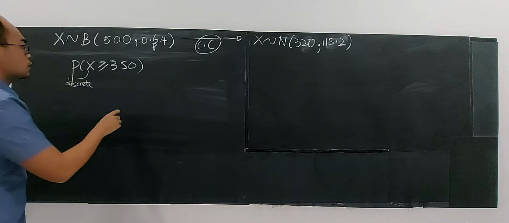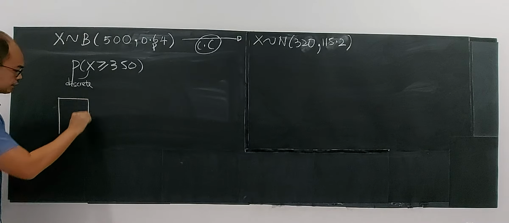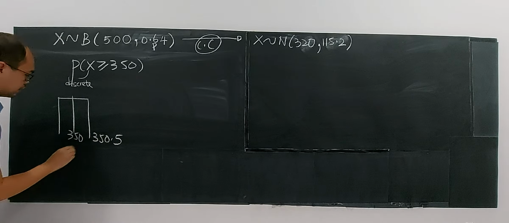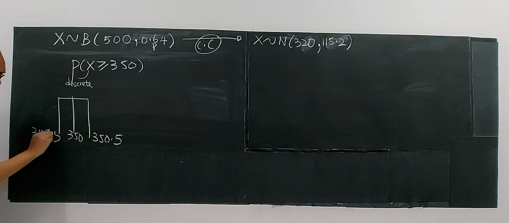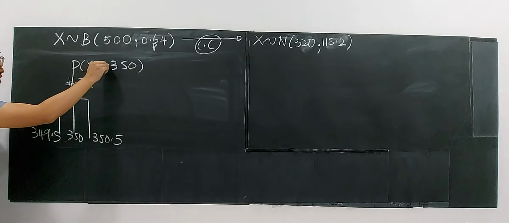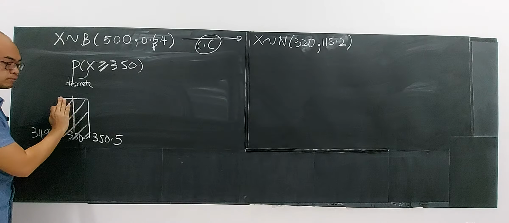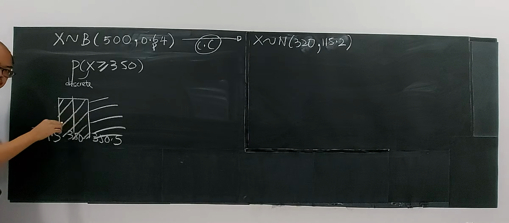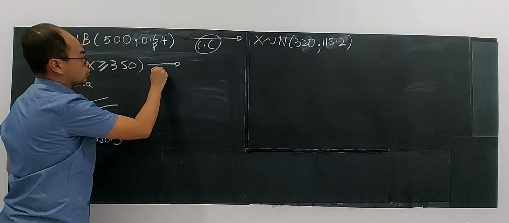Definitely you must watch the video on continuity correction before. Draw a box for 350: 350 plus 0.5 is 350.5, and minus 0.5 is 349.5. At least means greater than or equal to 350, so there is an equal here; I draw the box and shade it, and greater means shading to the right. So I start shading from 349.5, so I have to do the continuity correction.